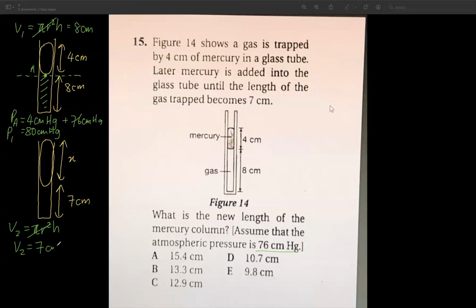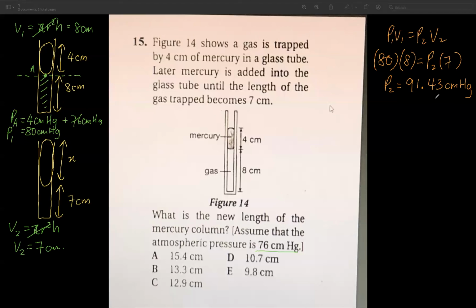So 7 cm. Now, using Boyle's law again, pressure and volume, P1 V1 equals P2 V2. P1, 80. V1, 8 equals P2, we want to find that one, and V2 is 7. This one I get what? P2 equals 91.43. Pressure, same unit as this one, right? So cm Hg.